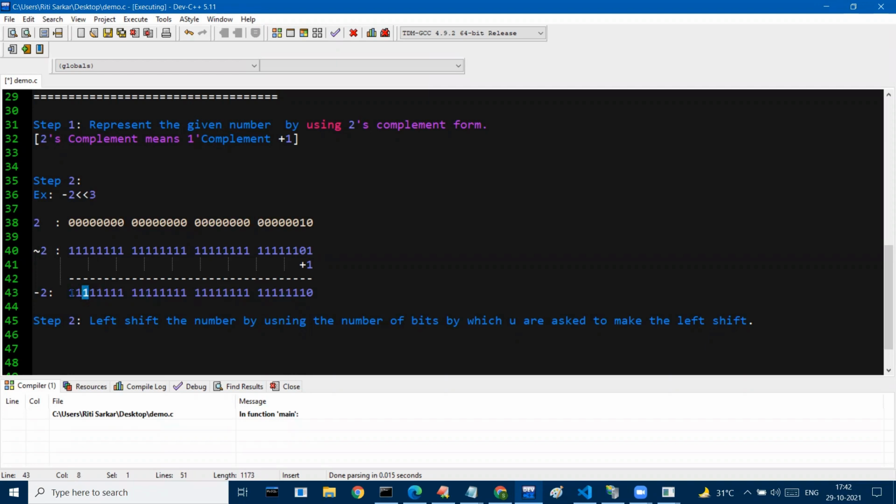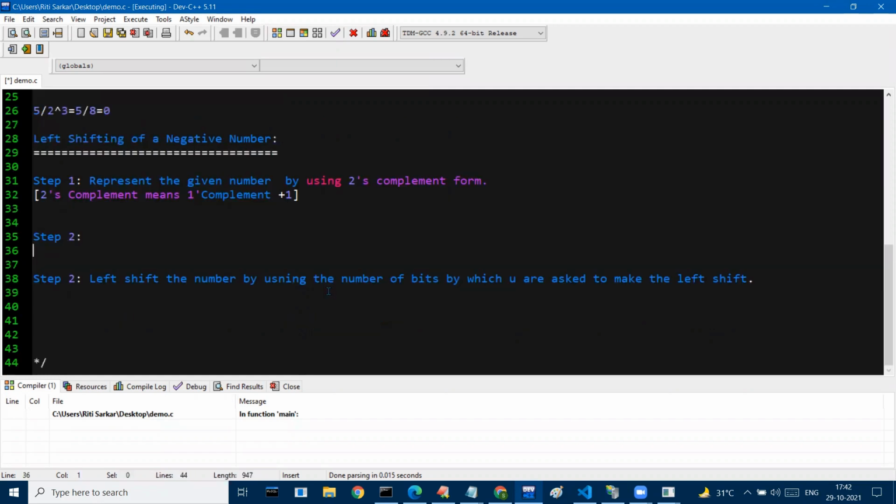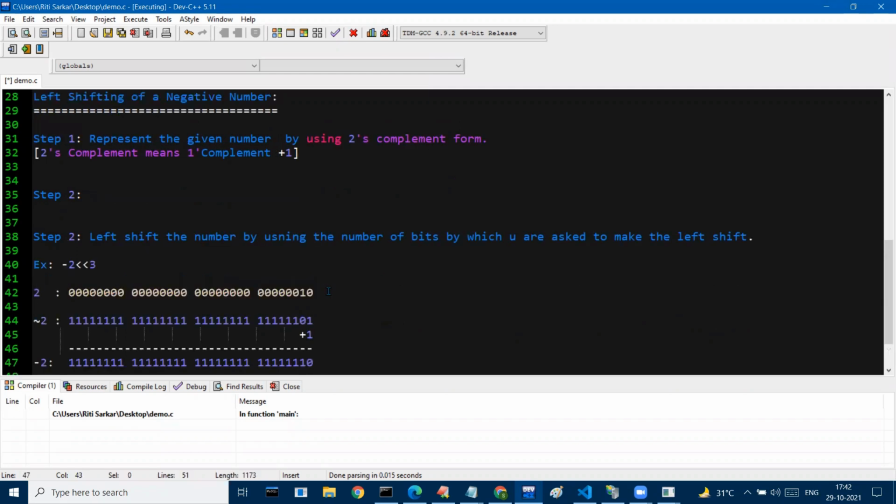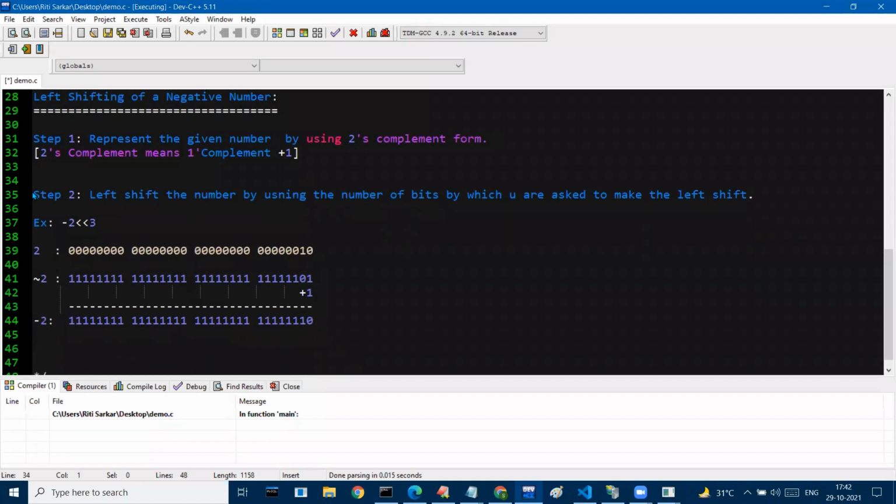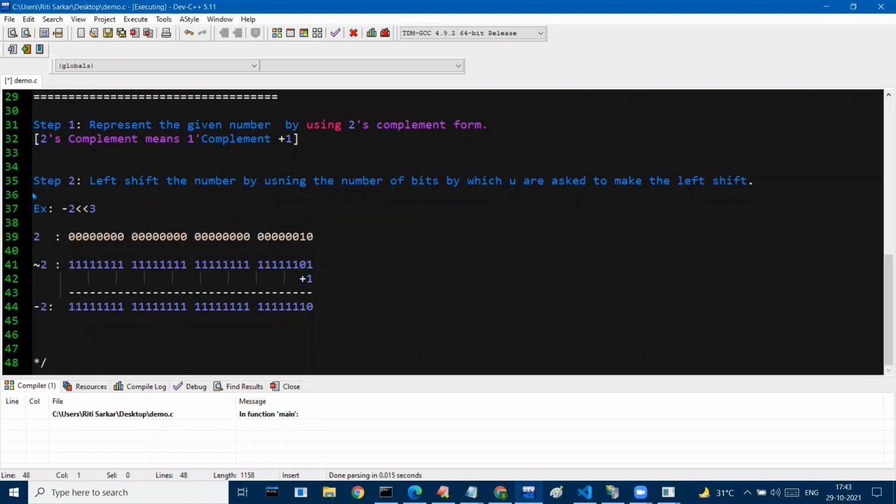If all the numbers are left shifted by 3, then automatically what will happen? A vacant position will be created. Where will the vacant position be created? If you shift towards the left, the vacant position will be created on the right hand side. All the numbers are shifted towards the left, so on my right hand side, 3 vacant positions will be created.